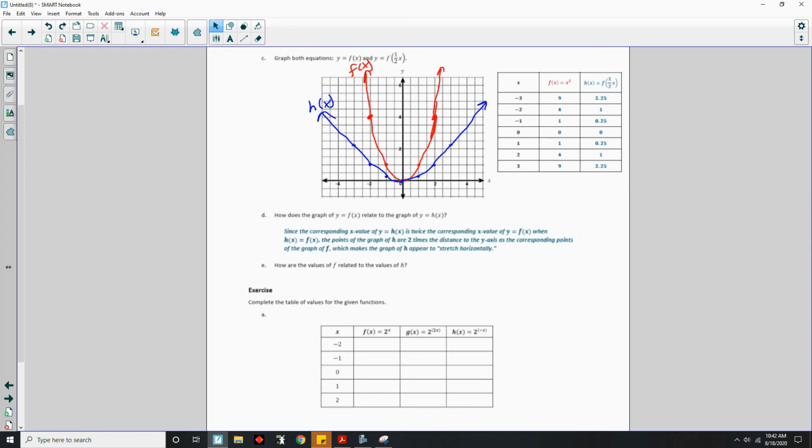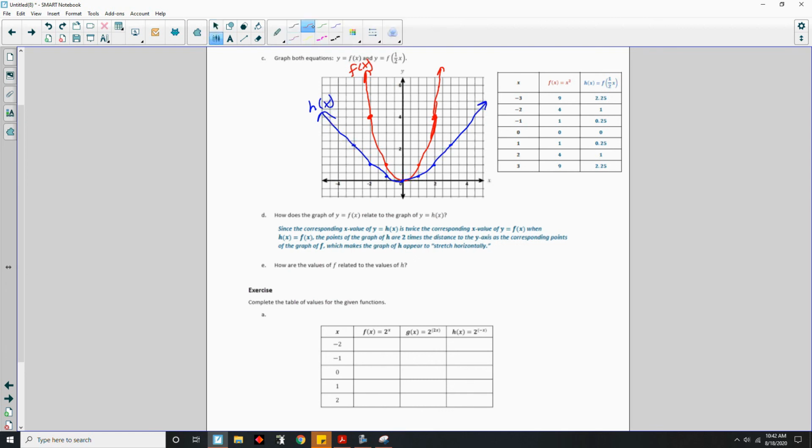So I'll bring this in. And it says, since the corresponding x values of y equals h of x. So now they're taking a corresponding x value. So how about 2, 2, 1, and 2, 4. That's a corresponding x value. Since the corresponding x value of y equals h of x is twice the corresponding x value of y equals f of x when h of x equals f of x.